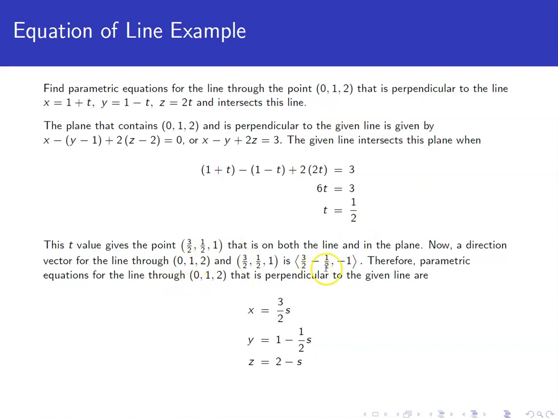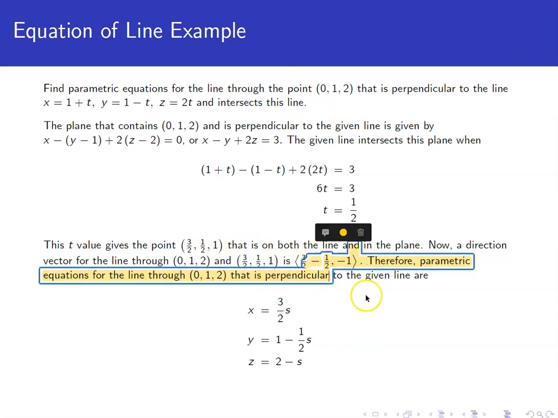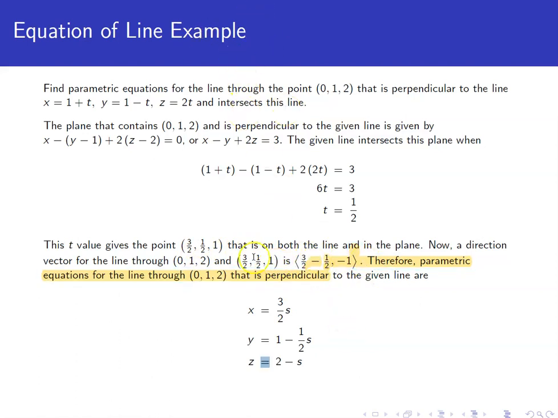If I do terminal minus initial, I will get (3/2, -1/2, -1). That will be the direction vector for the line that I'm interested in. So if I want parametric equations for the line that goes through (0, 1, 2) and is perpendicular to a given line, I use this point and this vector for my direction vector to get x = (3/2)s, y = 1 - (1/2)s, and z = 2 - s as my parametric equations of the line.